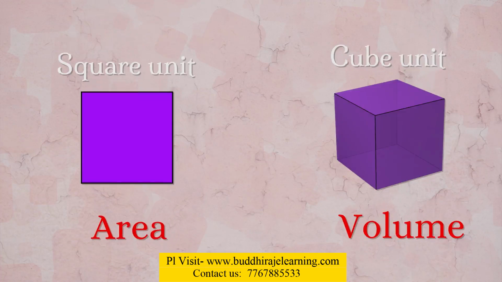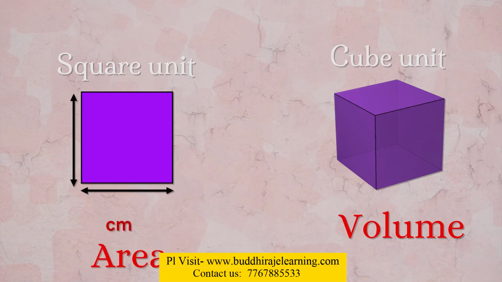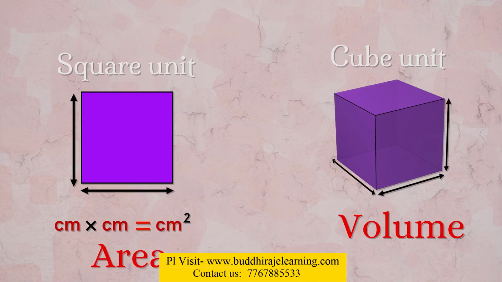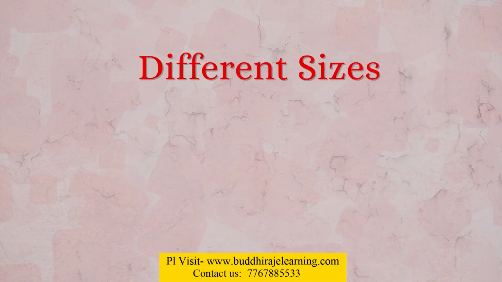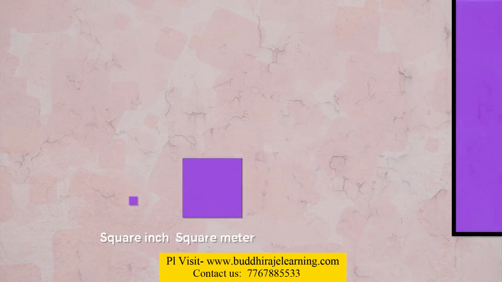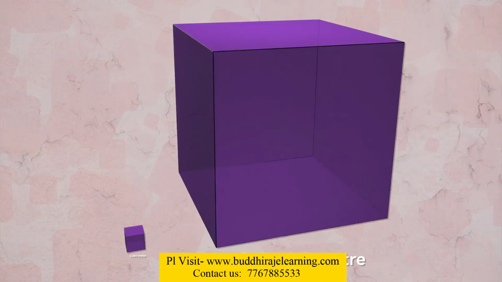While measuring area, we have to multiply both the sides. That means centimeter into centimeter, which means square of the centimeter. In the same way, there is multiplication of three sides in volume. So centimeter into centimeter into centimeter, which means cube of the centimeter. Area is not only in centimeters but also in square inch, square meter, square kilometer, etc. Similarly, cubic meter, cubic kilometer, etc.